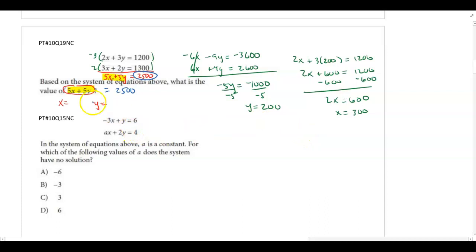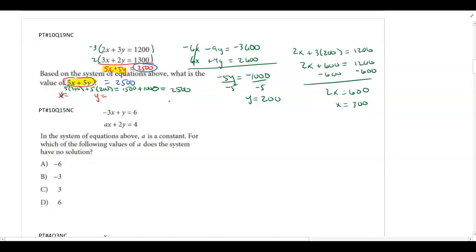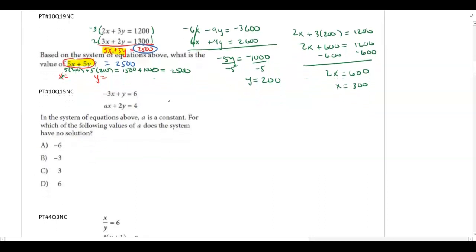And if I plug those in here, 5 times 300 plus 5 times 200 would give me 1,500 plus 1,000, which is 2,500. You get the same answer, but the first method was much easier.